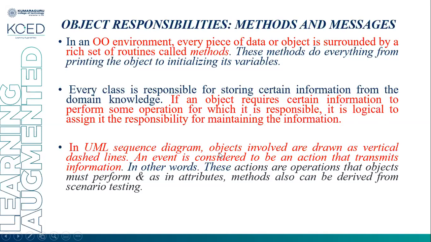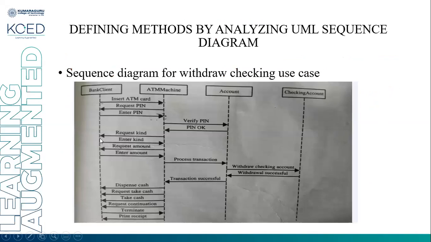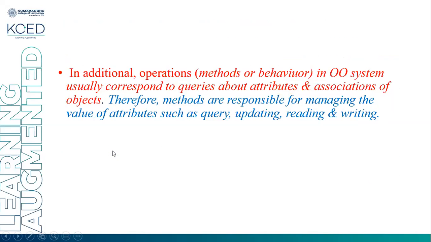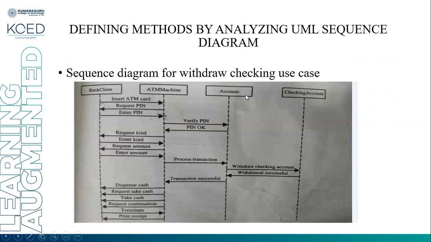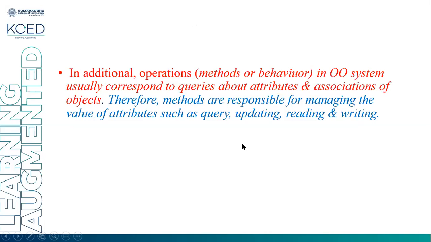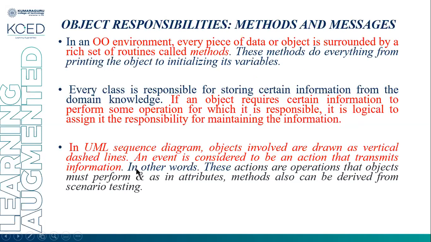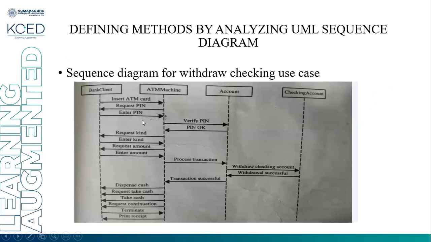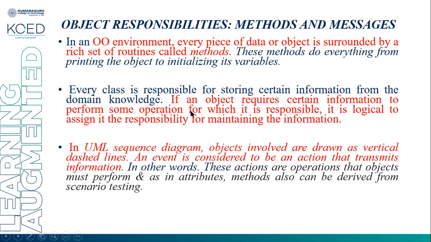UML sequence diagram. In a sequence diagram, the objects involved are drawn as vertical dashed lines. So the bank client, ATM machine, account, and checking account are shown as vertical dashed lines. An event is considered to be an action that transmits information. For example, the event of inserting an ATM card means a bank client inserts the ATM card, which transmits information to another object, the ATM machine.